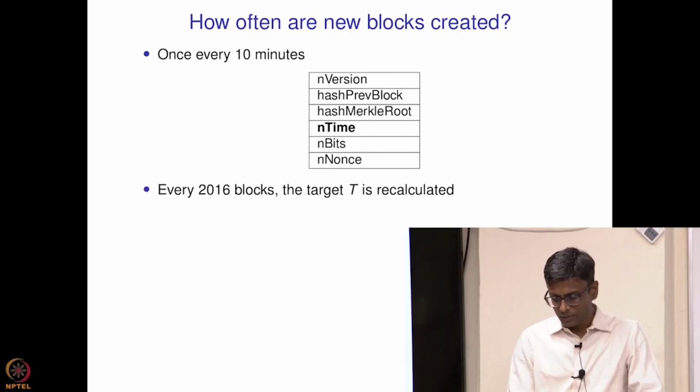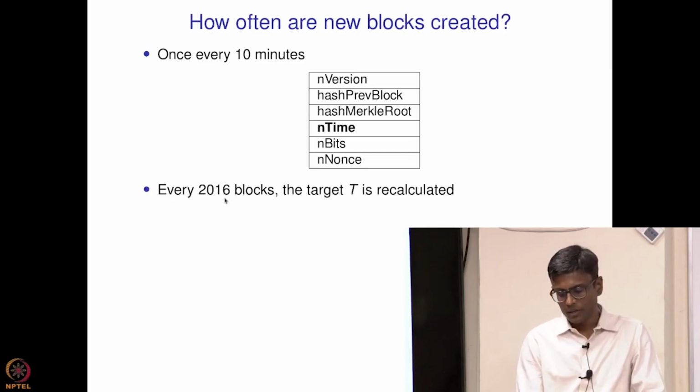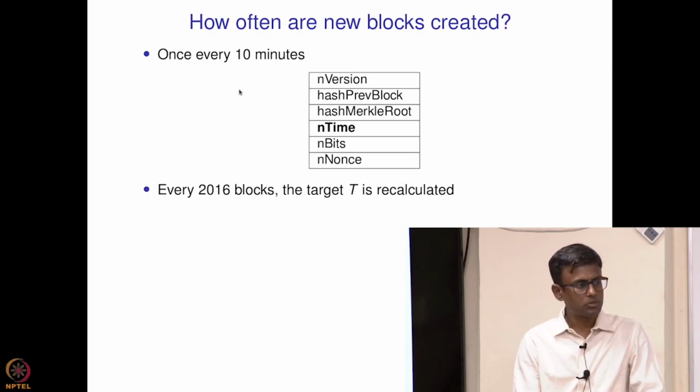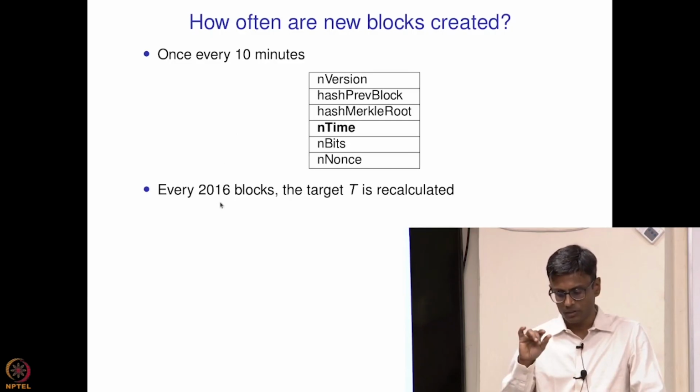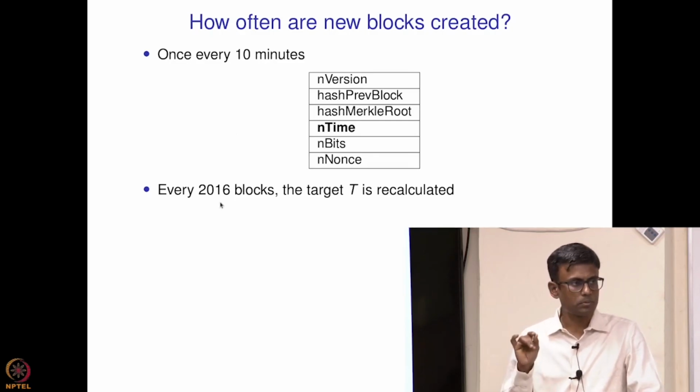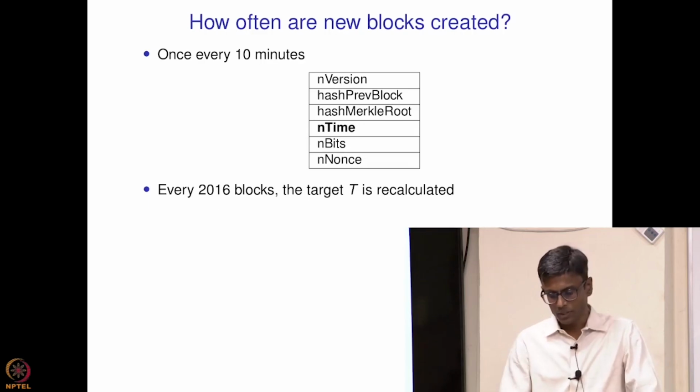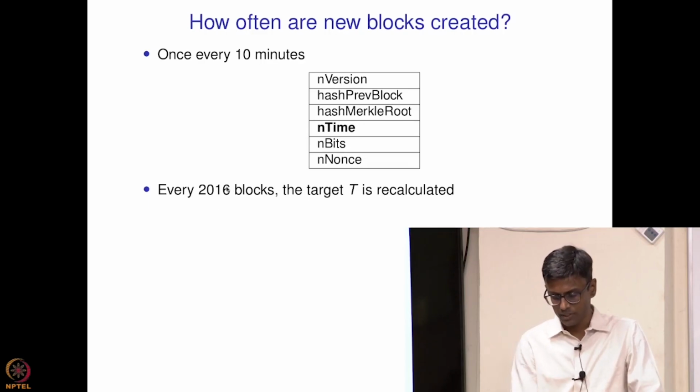And every 2016 blocks, this corresponds to 2 weeks worth of blocks if you assume that a block is produced every 10 minutes. If you multiply 14 days by 24 hours by 6, since 10 minutes per block is 6 blocks per hour, 14 into 24 into 6 gives you 2016. So every 2016 blocks, this n bits, which corresponds to the threshold, is recalculated. This target t, which is encoded in this n bits, is recalculated.